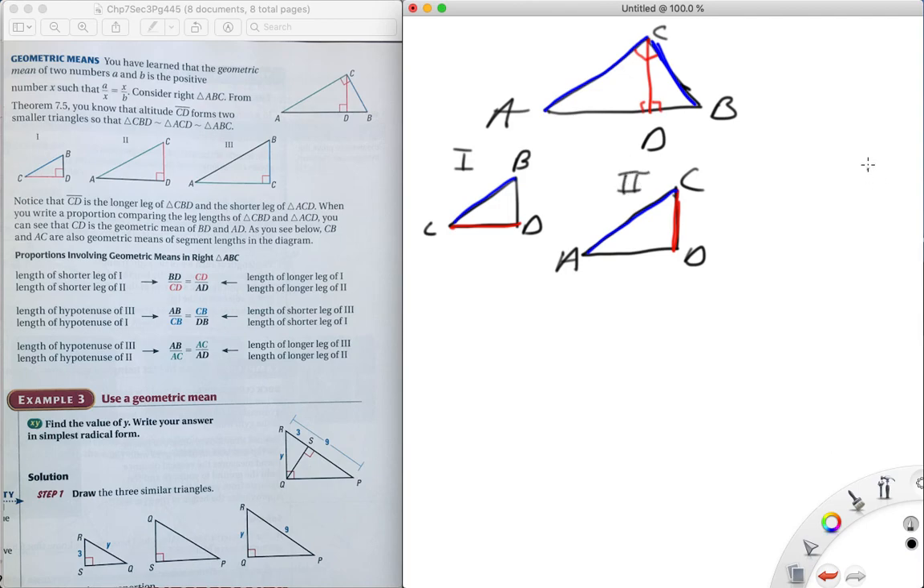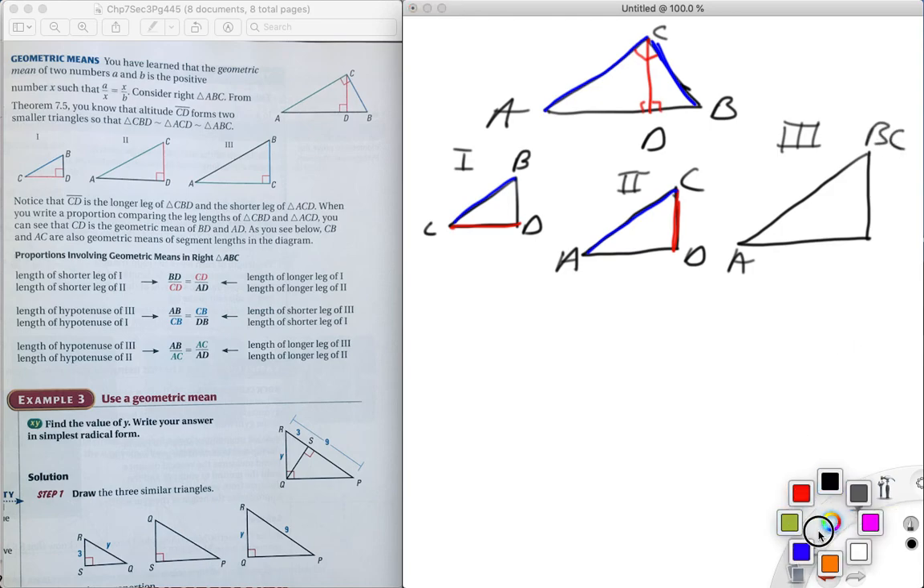Then we have number 3, ABC. And these are the legs: the short leg is BC, and the long leg is AC.